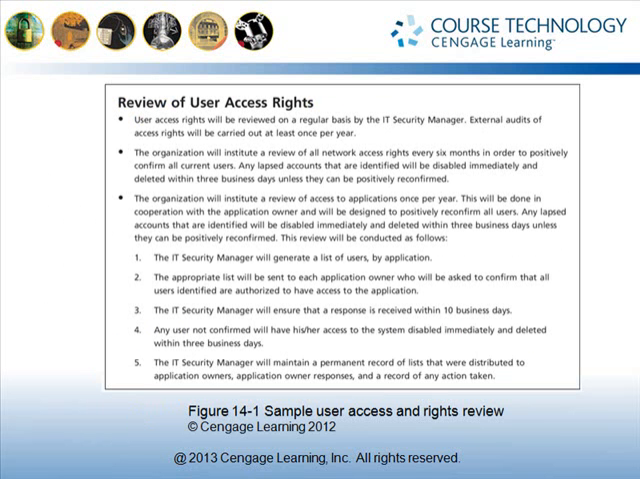Here's an example of a sample user access and right review. They'll be reviewed on a regular basis. Organization will institute a review of all network access rights every 6 months. Organization will institute a review of access to the applications once per year. The review will be conducted as follows. So, a summary here of how the organization is going to handle privilege management.